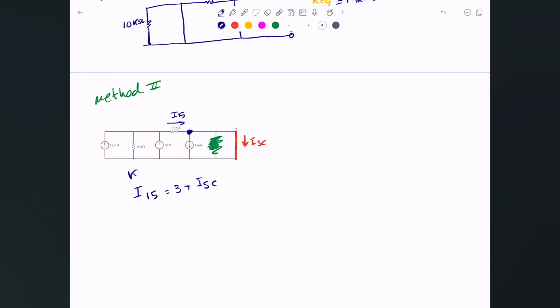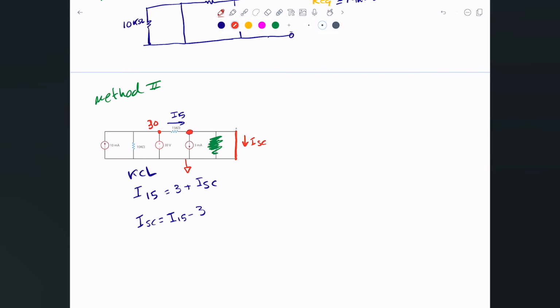This is KCL at this particular node. The current going in equals the sum of the current going out. What I'm interested in is I short circuit, and that should be I15 minus 3, and those are all in milliamp. But what is I15? Well, I15 is the current across that 15 kilo ohms. Do I know the voltage across the 15 kilo ohms? Well, if I put a reference node in here, that voltage here will be 30 volts.